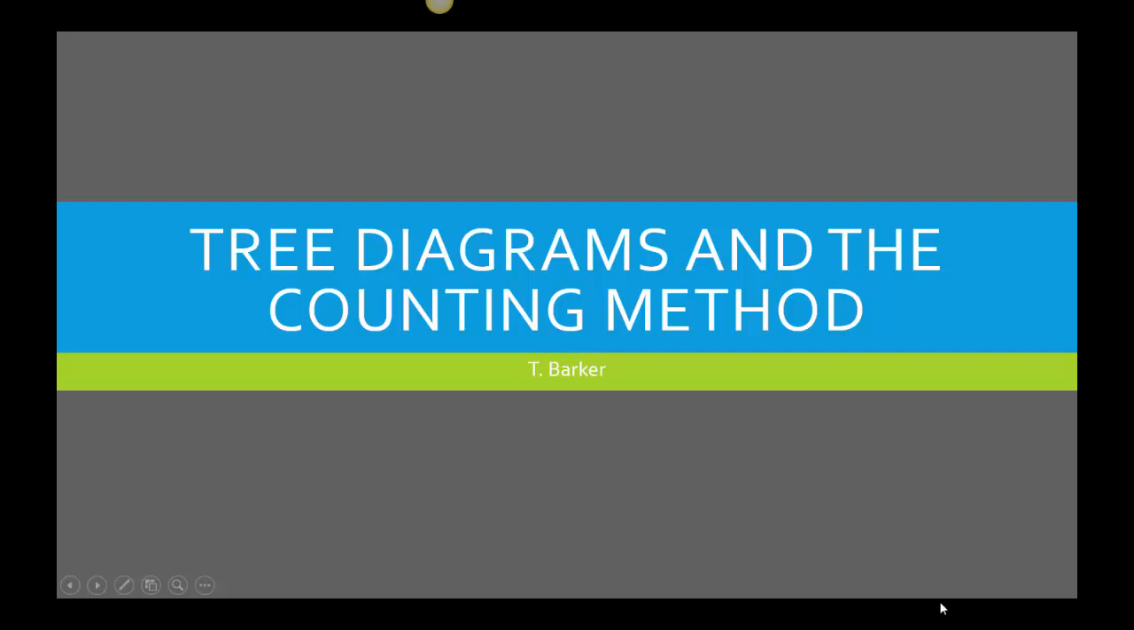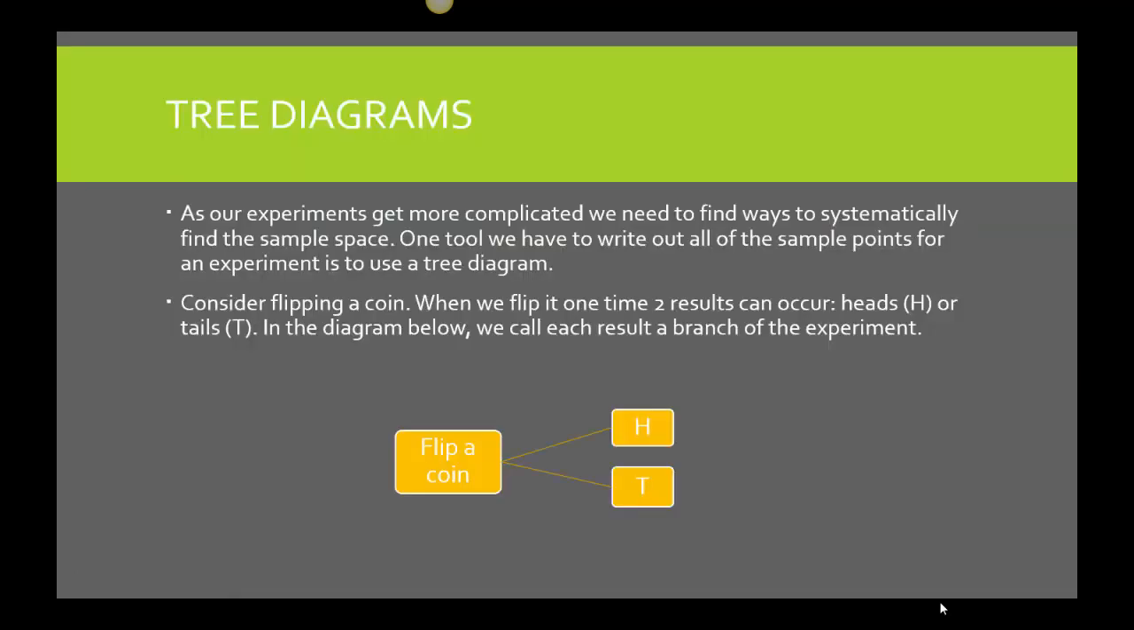This video covers tree diagrams and the counting method. As our experiments get more complicated, we need to find ways to systematically find the sample space. One tool we have to write out all of the sample points for an experiment is to use a tree diagram. Consider flipping a coin.